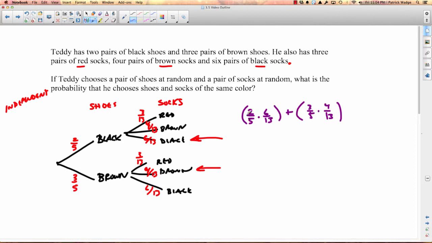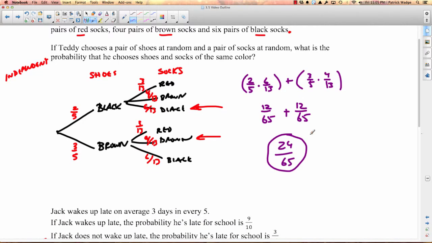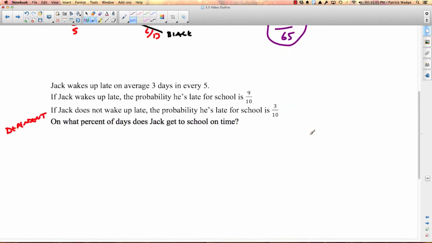Great, we do this, we're done. 2 times 6 is 12, 5 times 13 is 65, 3 times 4 is 12, 5 times 13 is 65. We already have common denominators, I love it. You get 24 out of 65. There's a 24 in 65 probability that Teddy will pick the same colored shoes and socks if he picked them at random. And that's really real life, isn't it? To be picking your outfit at random.